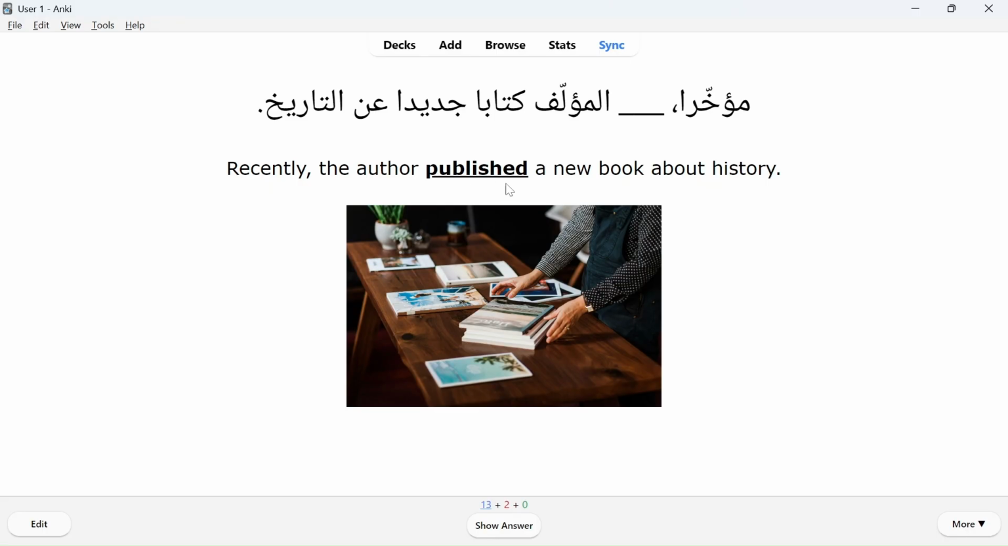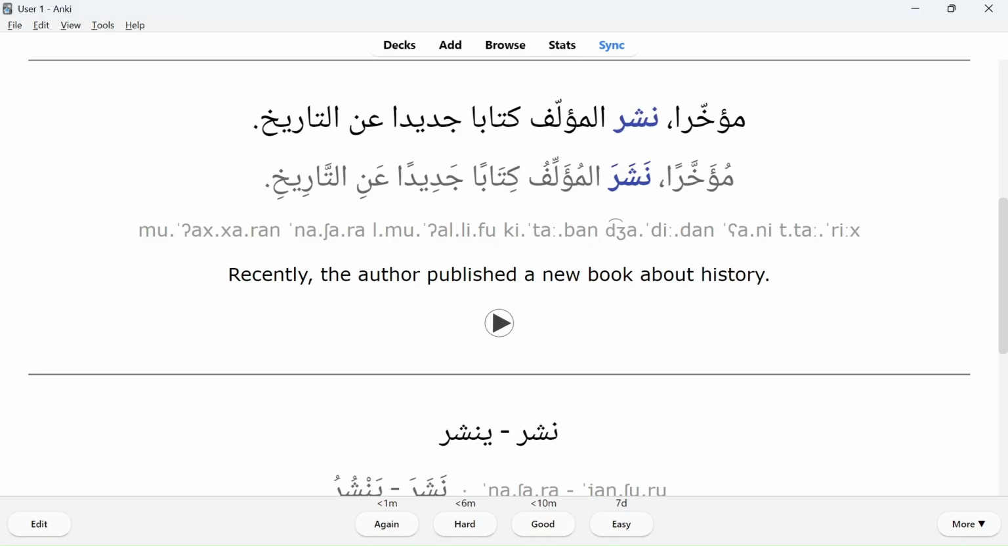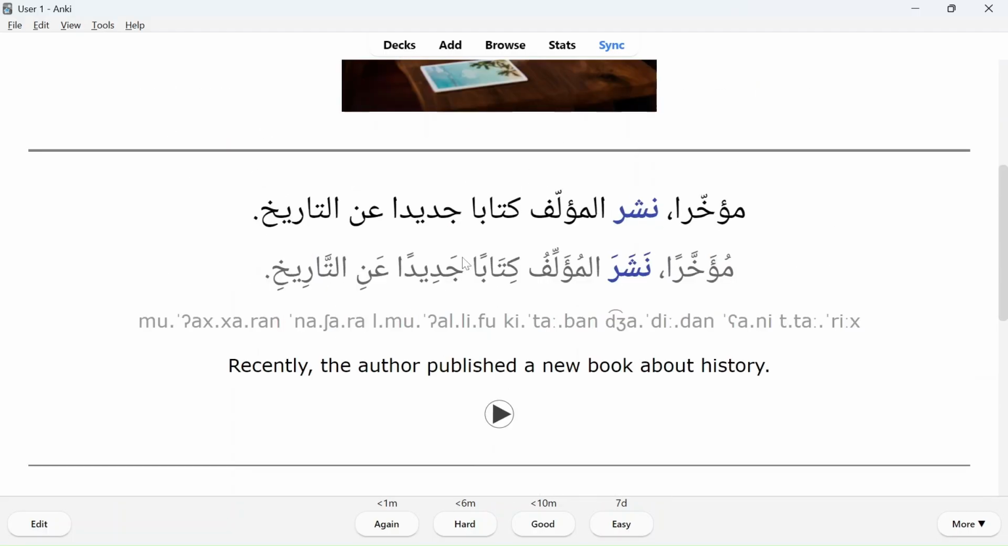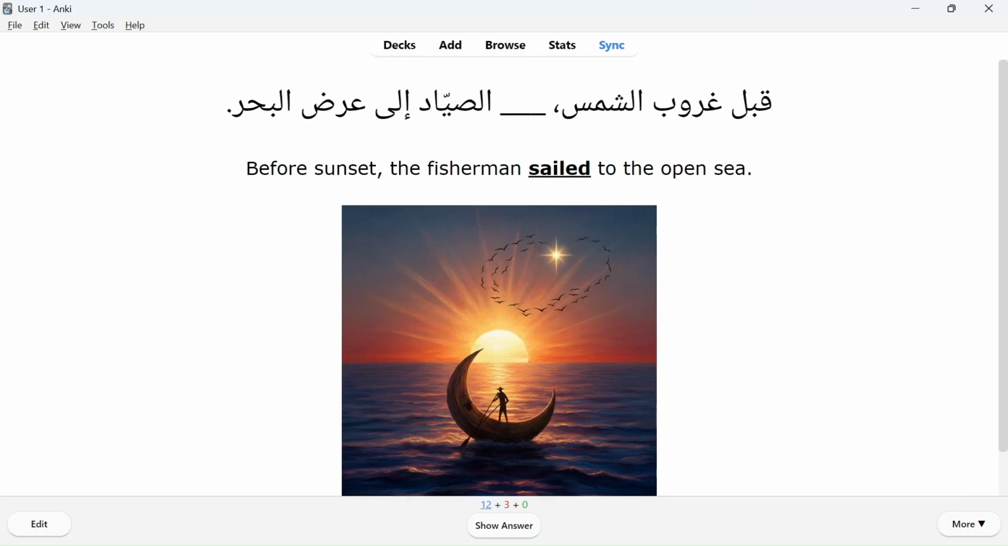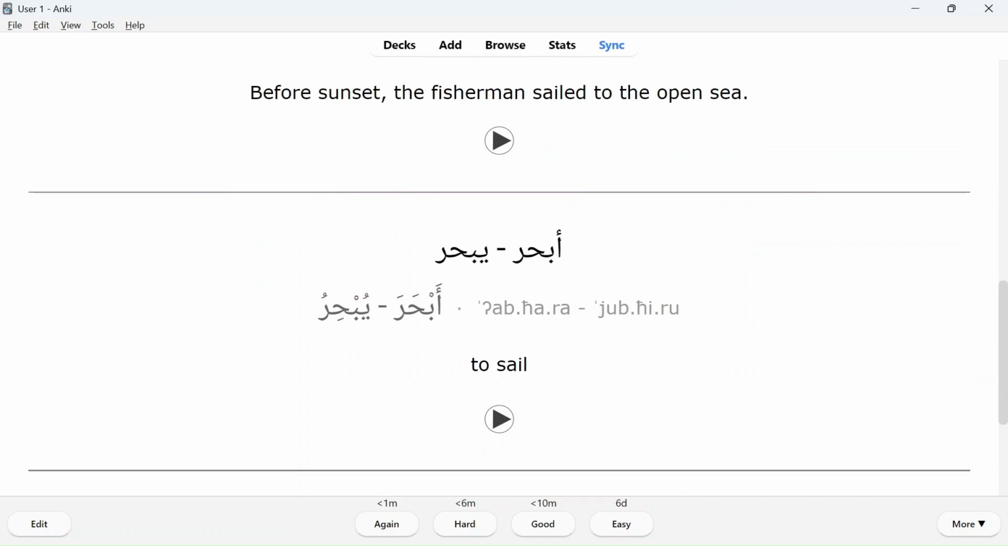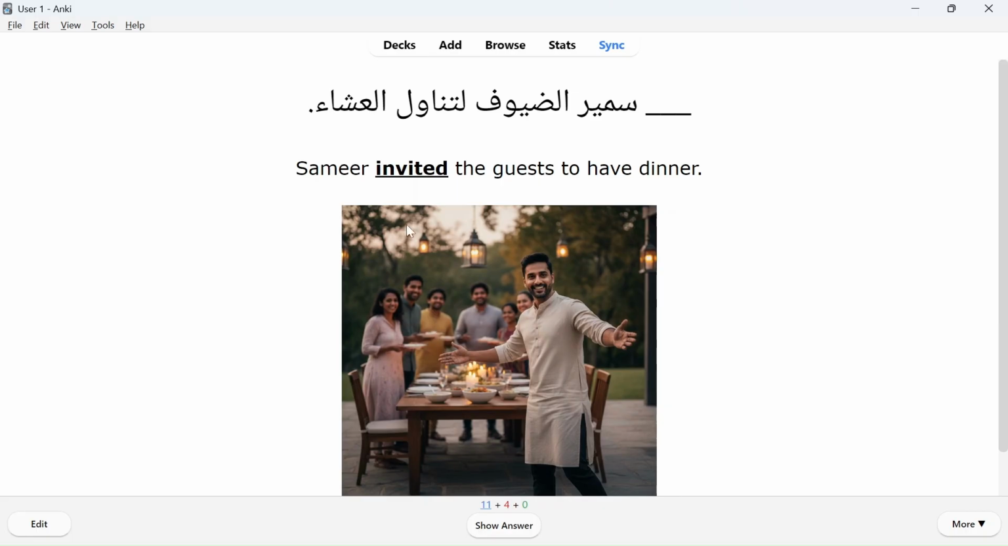Recently, the author published a new book about history. How do you say published? مؤخراً نشر المؤلف كتاباً جديداً عن التاريخ. نشر ينشر. Great. Let's do another one. Before sunset, the fishermen sailed to the open sea. How do you say sailed? قبل غروب الشمس أبحر الصياد إلى عرض البحر. أبحر يبحر. Great.